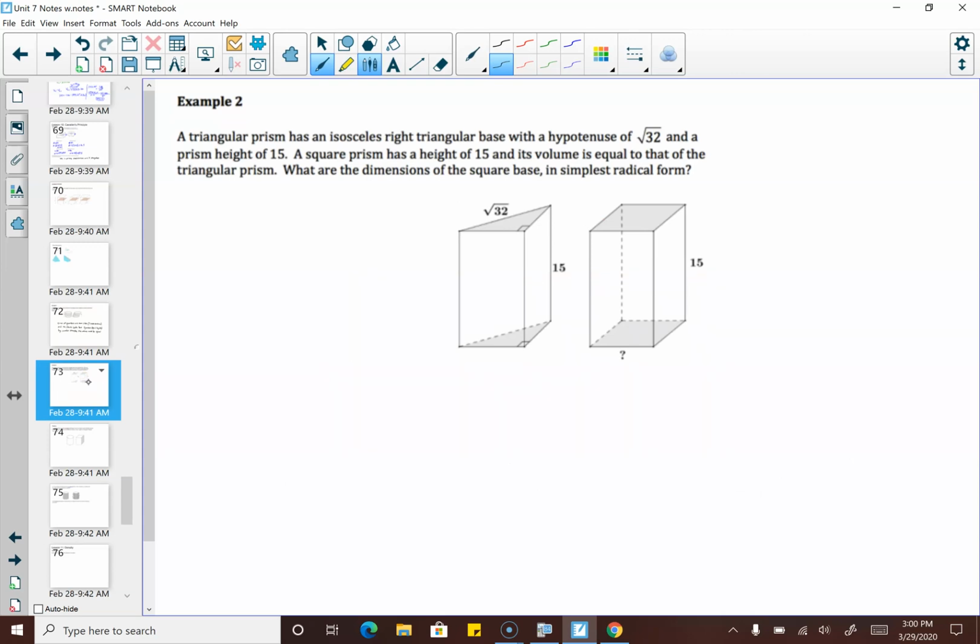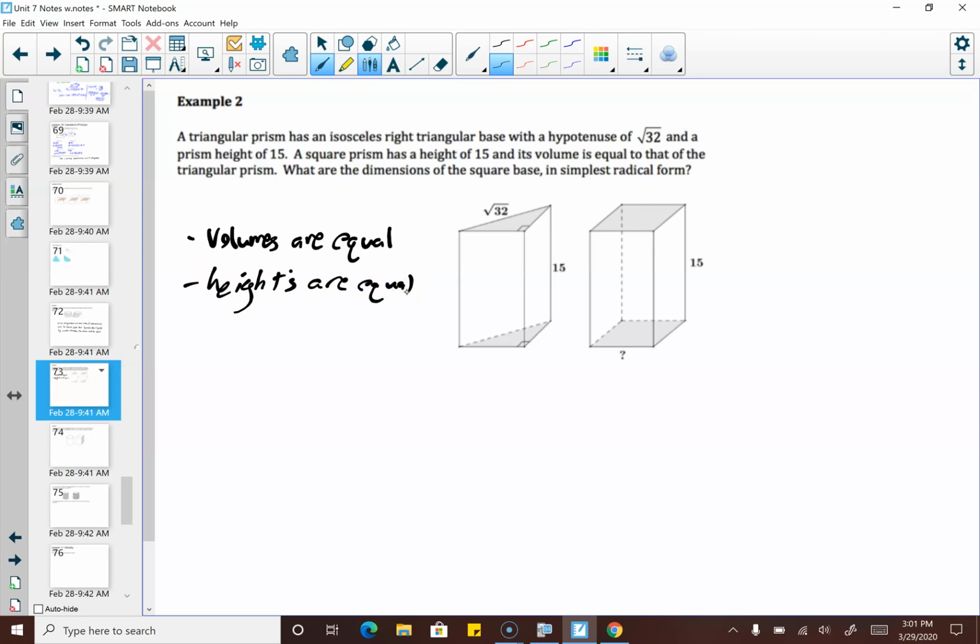So that quarter question was a Regents question, and as is this one. A triangular prism has an isosceles right triangular base with a hypotenuse of the square root of 32 and a prism height of 15. A square prism has a height of 15 and its volume is equal to that of the triangular prism. What are the dimensions of the square base? So basically they're telling you the volumes are equal. They're telling us by them both being 15, the heights are equal.